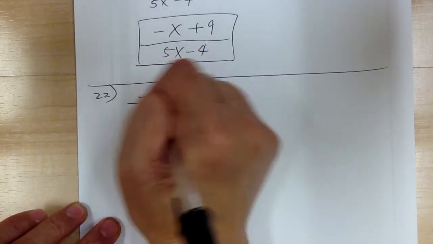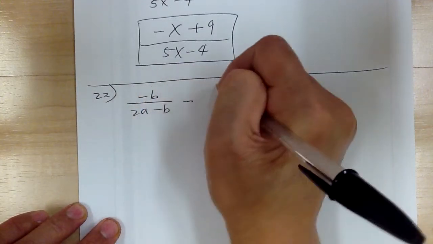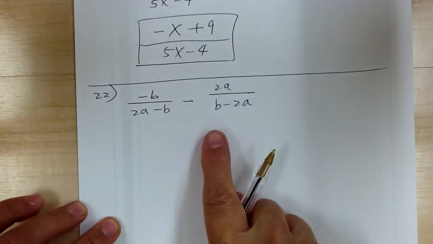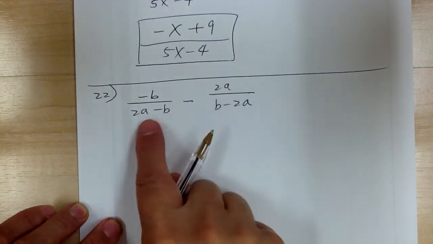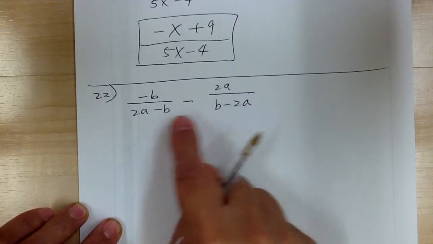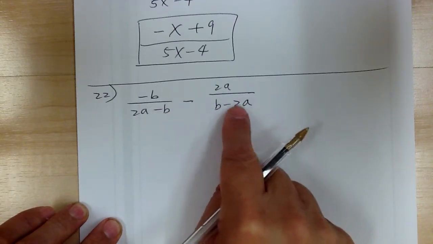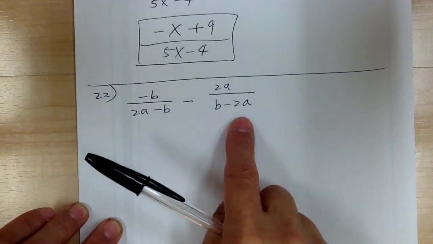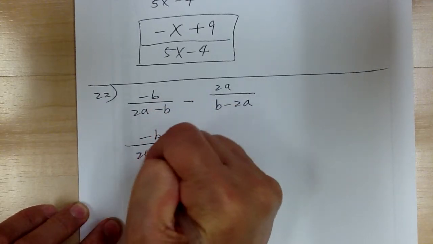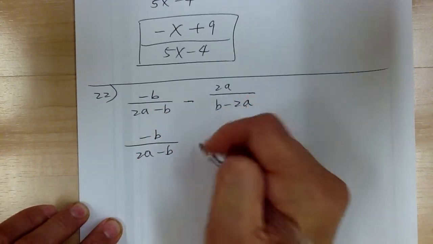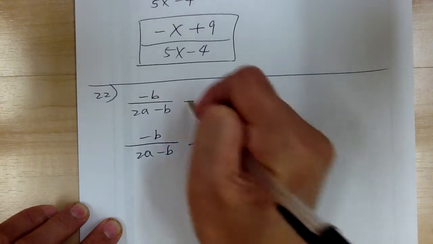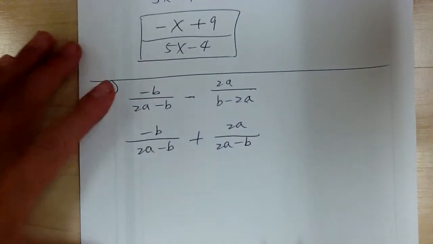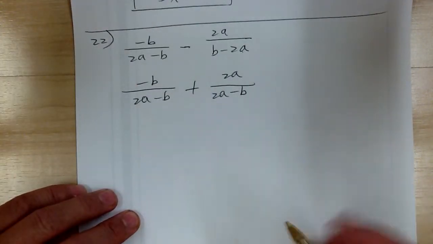You have negative b over (2a - b) minus (2a)/(b - 2a). Now again, in order to add or subtract fractions, you need to have the same denominator. Right now they are not the same. But notice they're opposite. So you need to reverse that. To switch that, you have to use a negative. So the next step is to use the negative to switch. So this becomes plus, and the negative switch becomes 2a minus b. So you can use a negative to switch the terms in a subtraction.